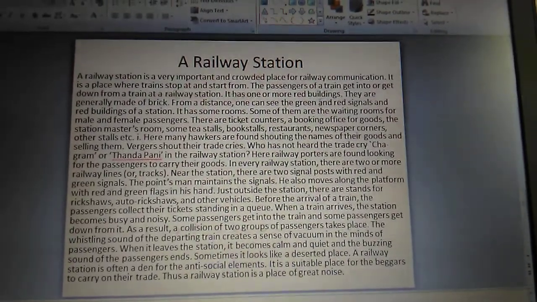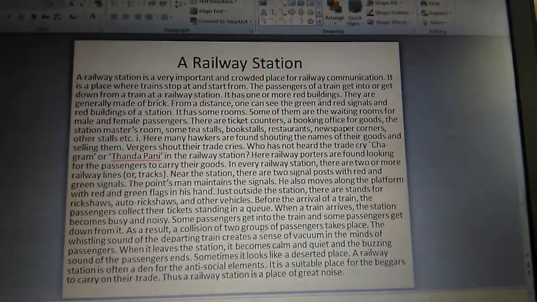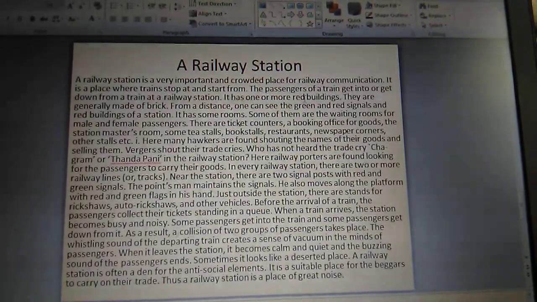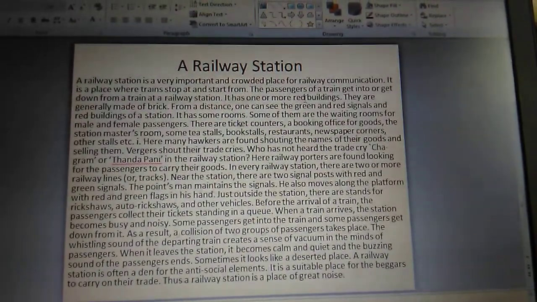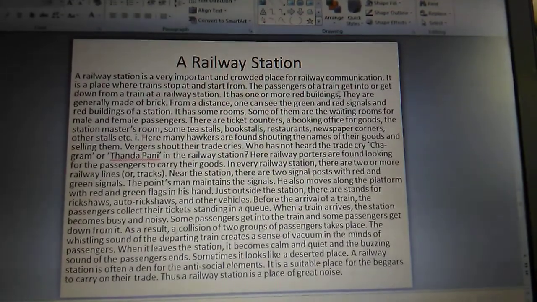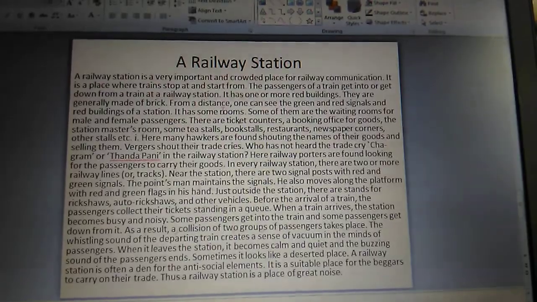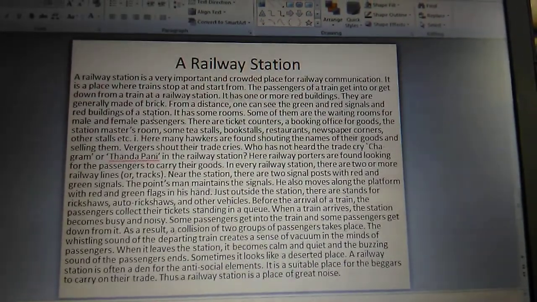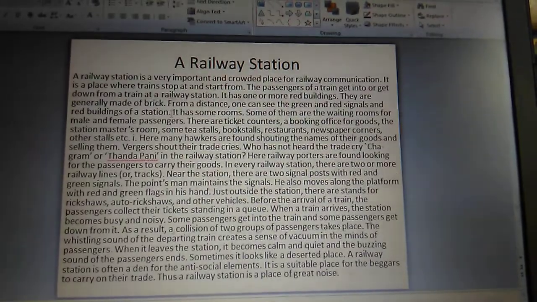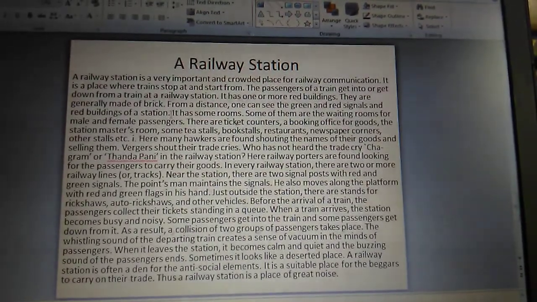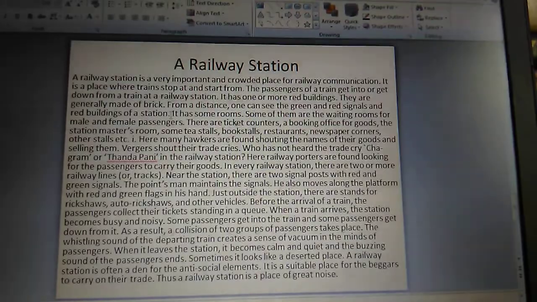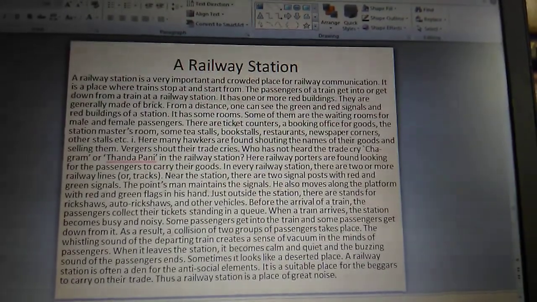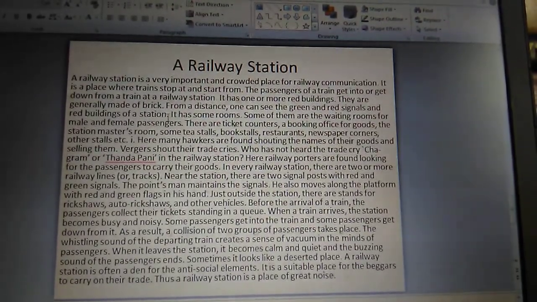It has one or more red buildings. Most of the time in a railway station there are red buildings. In old railway stations most of the buildings are white. They are generally made of brick. From a distance one can see the green and red signal and the red building of a station. Especially at Chittagong, you can see a red building. This is part of our heritage, and you can see the red signal and green signal are there.